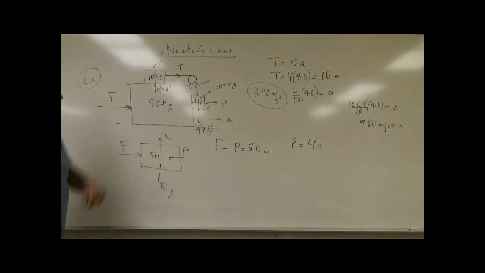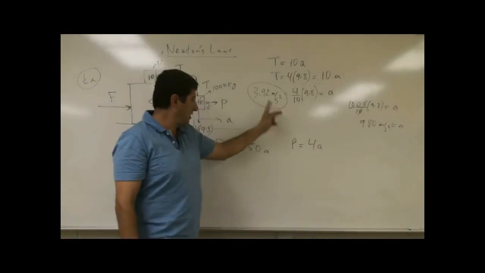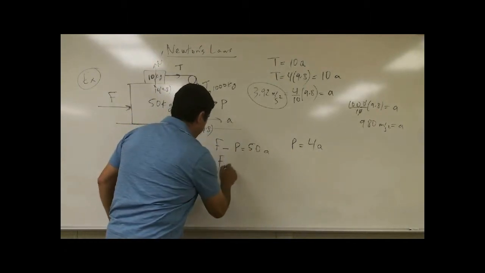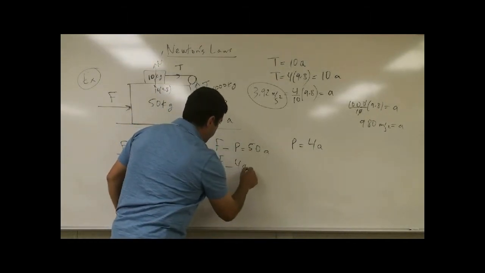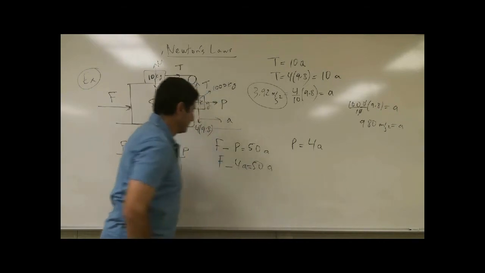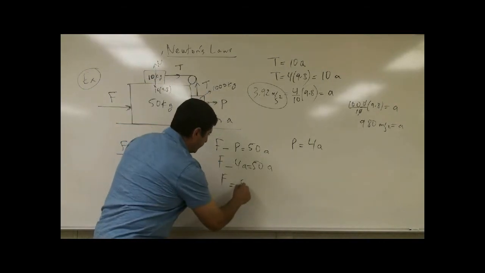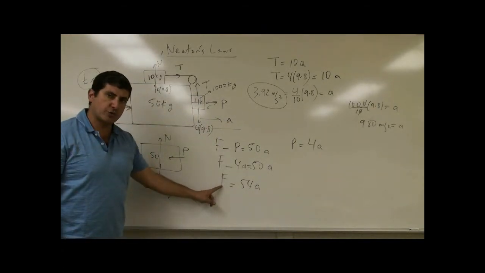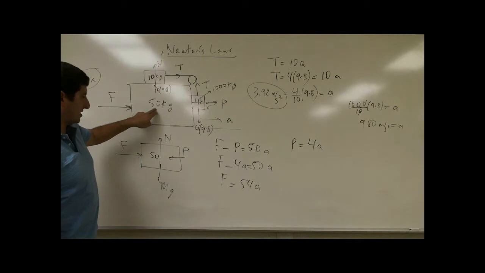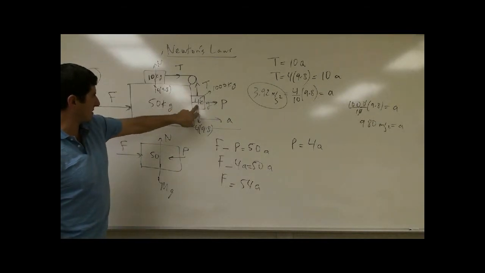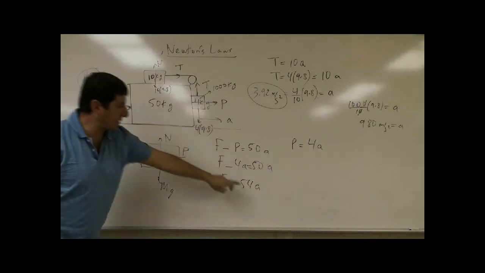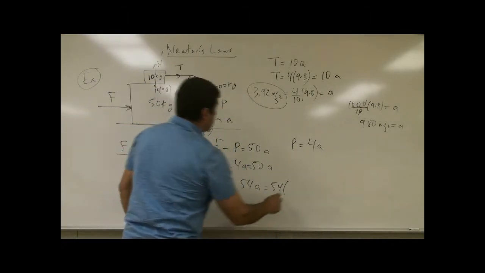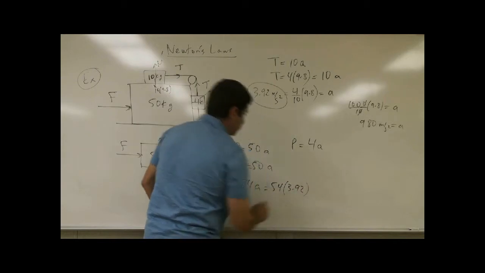Okay, so now that we know what the acceleration needs to be, I could combine these two equations. F minus, substitute that, 4A is equal to 50A. F is equal to 54A. So therefore, the required force is the sum of this mass and this mass, times the acceleration. 54 times 3.92.